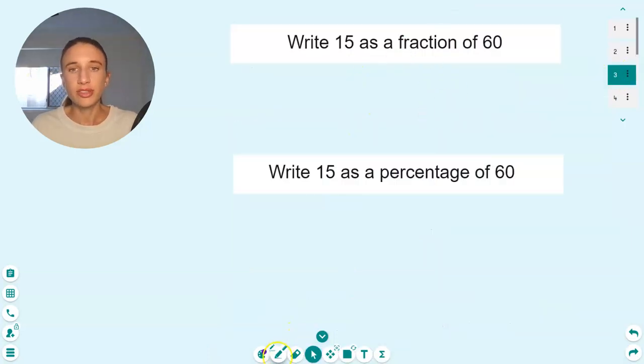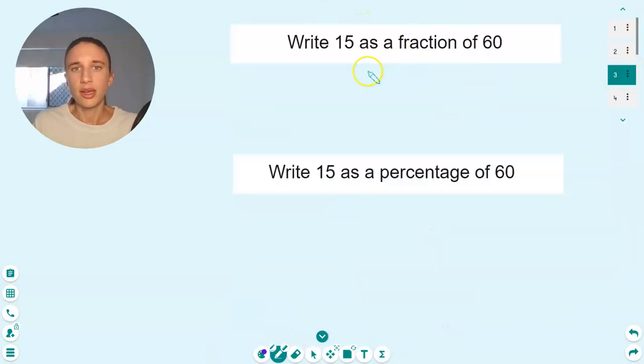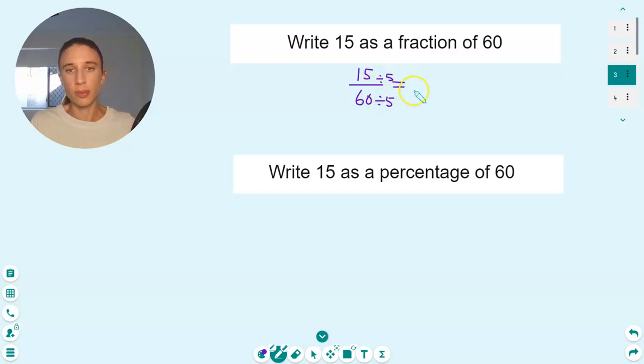So first one, write 15 as a fraction of 60. So let's look at this step here. See formula 1, if we're writing a number as a fraction, we do number of parts over the total. The number of parts is 15 over the total number, which is the bigger number, 60. All right, and then we want to leave our fractions in simplest form. So I can see here that these numbers end in 0 or 5, which means that 5 goes into each of them. So divide top and bottom by 5.